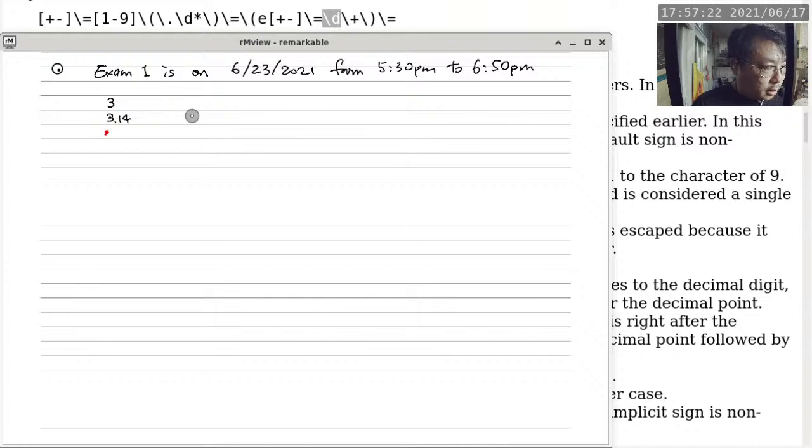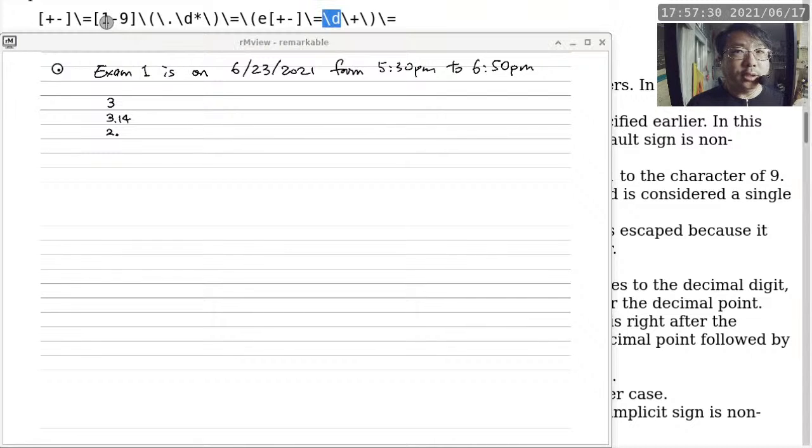Let's try another one, which is 2 point, okay? Without any digits after the point. That turns out to be okay as well, because the 2 is going to match the 1 to 9. The point is going to match this point over here, but it is okay not to have any base 10 digits after the point, because this regular expression specifies that after the point we can have 0 or more base 10 digits. So 0 means, well, we don't have to have any.